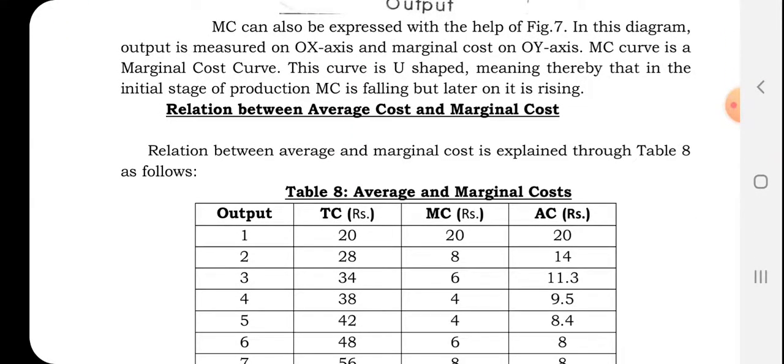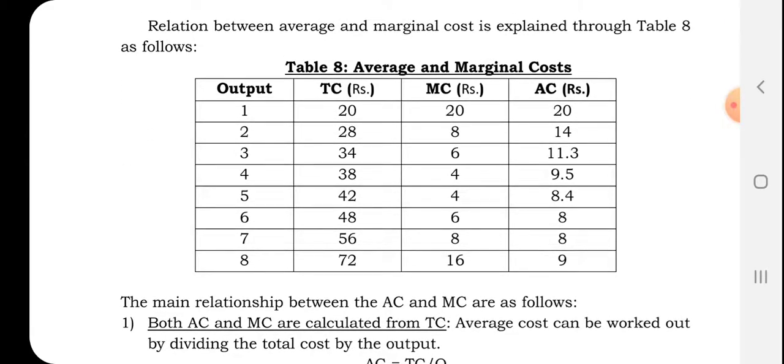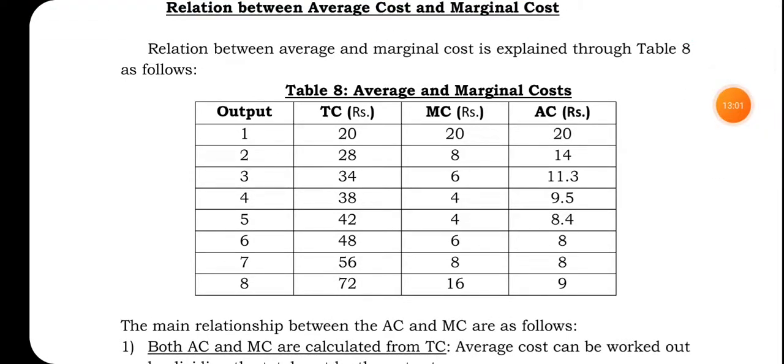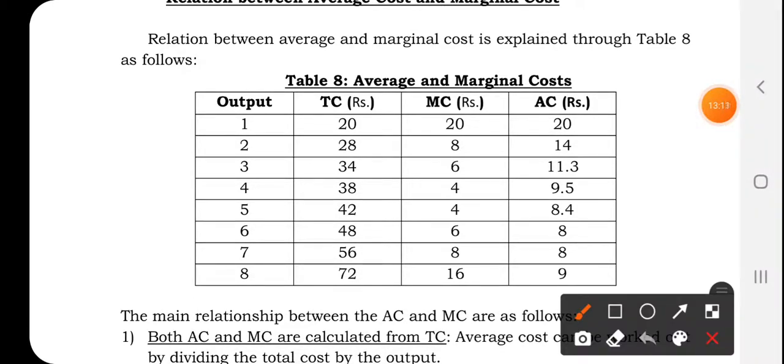Let us see the relationship between average cost and marginal cost. From this table, you can see that average cost and marginal cost both are computed. The first point is that average cost and marginal cost both are computed from the total cost. For marginal cost, the formula is TCn minus TCn minus 1. For average cost, it is total cost divided by number of units.